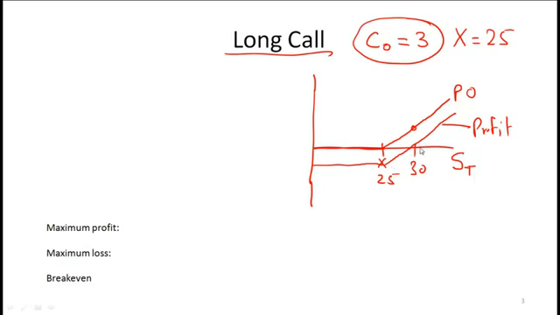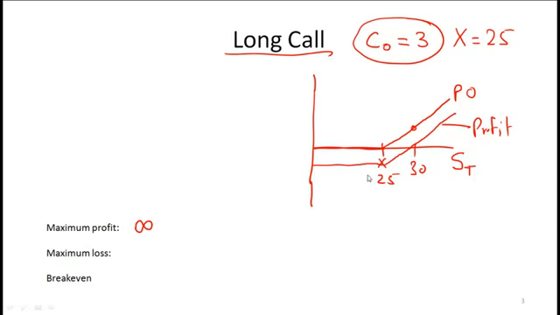What is your maximum possible profit? The maximum possible profit is infinite, because if the stock price is very high, then the profit will be very high. So there is no upper bound on the profit. So we can just simplistically say that that's infinite.